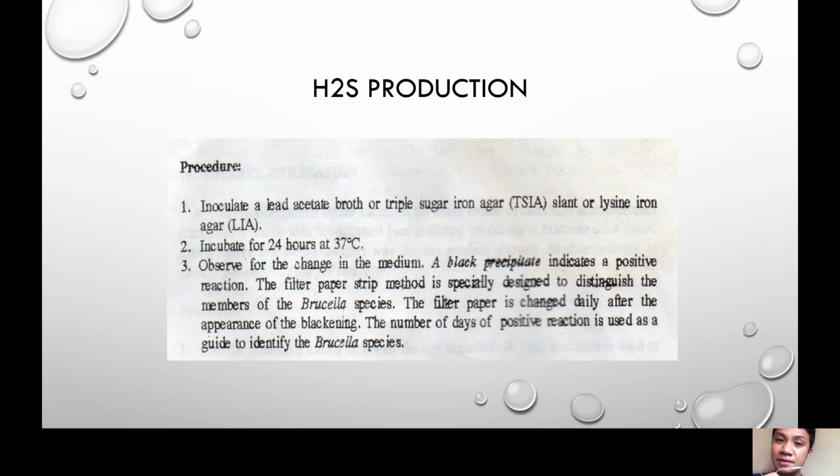So all you need to do is just inoculate your organism on the slant, triple sugar iron agar, or even your LIA, and then incubate at 37 degrees Celsius for 24 hours and observe here for the blackening of the colony. That's a positive result.